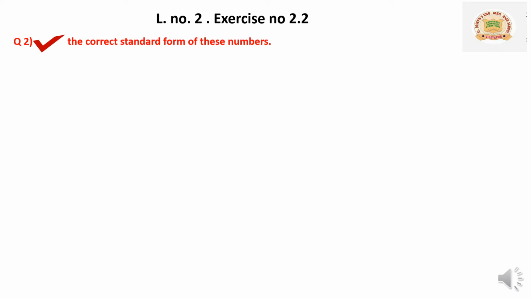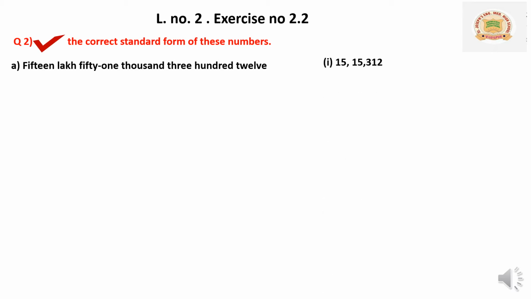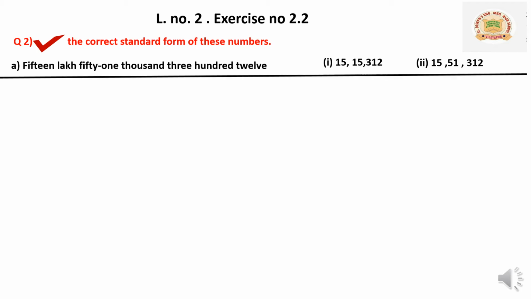So here, along with the question, answers are also given. But among those answers, we have to tick only the correct answer. We have to put the correct mark for only the right answer. So let us see the first question. A. 15,51,312. For this question, they have given 2 options. Now let us read the options, and automatically we will come to know which is the correct answer.